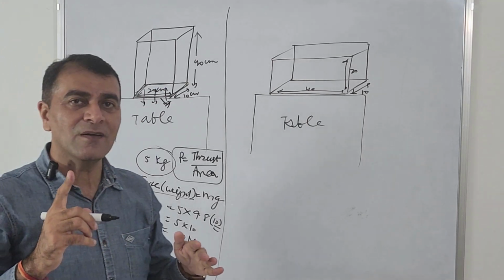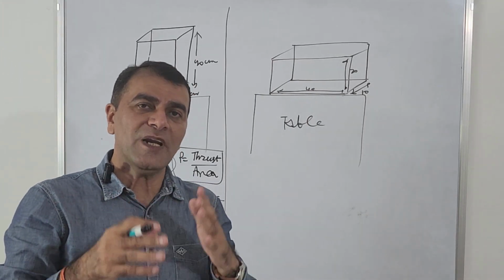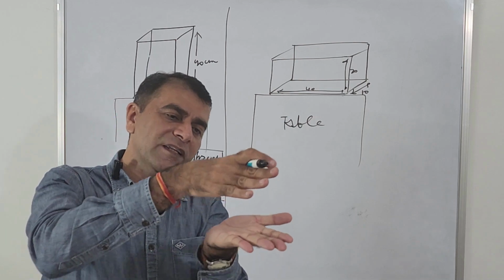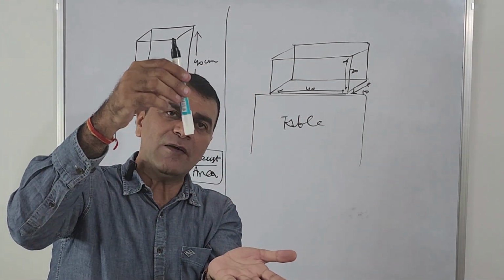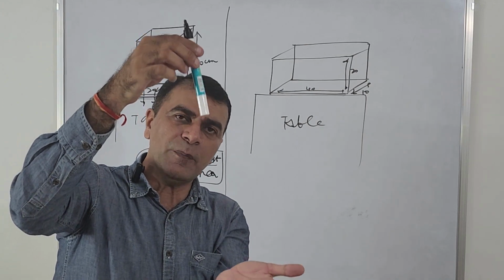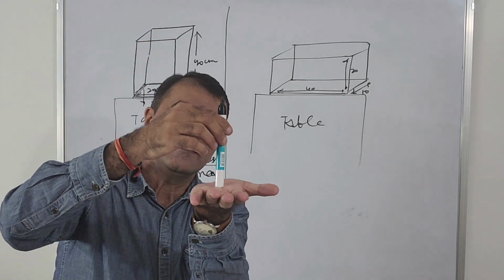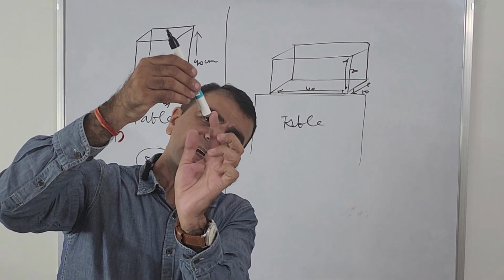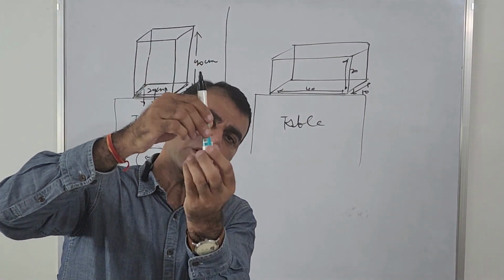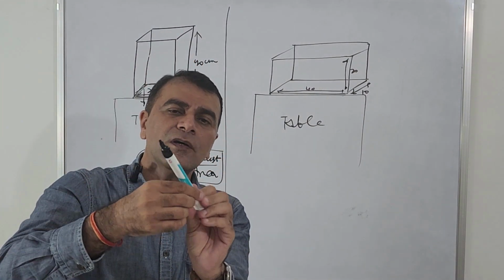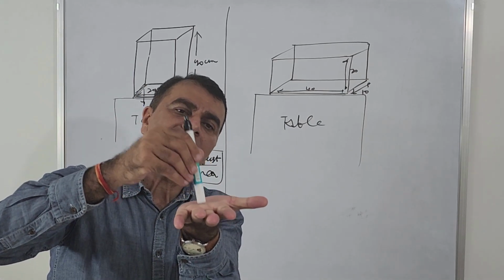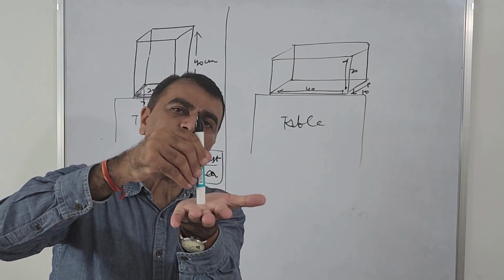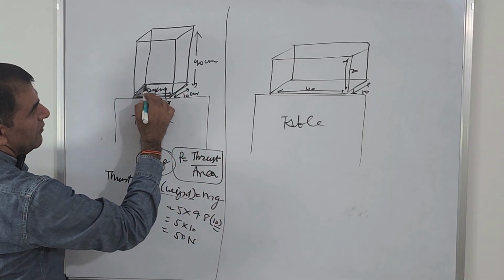I told you, when you are taking area for pressure consideration, you will take only that area which is in contact. Suppose I have to find the pressure exerted by this pen marker on my hand. Then I will take only this one area into consideration, not the whole area. Only this much area which is in contact with the surface on which it is kept, right? So only this area we will take.